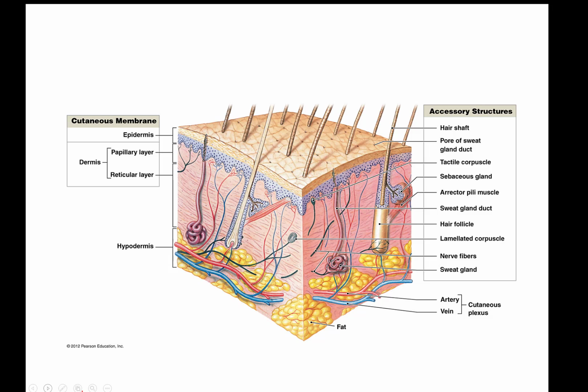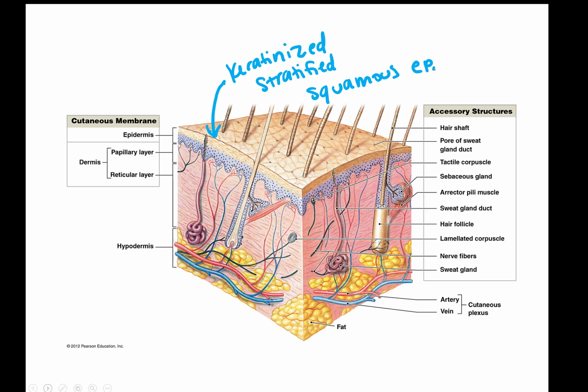All right, so here we have a little chunk of skin, and the skin, or cutaneous membrane, contains two major layers. And that is the epidermis, which is a specialized keratinized stratified squamous epithelium. So let's write that down, and I'm going to abbreviate epithelium for brevity's sake. That's the tissue type that it is, but as part of the organ system, we call it the epidermis.